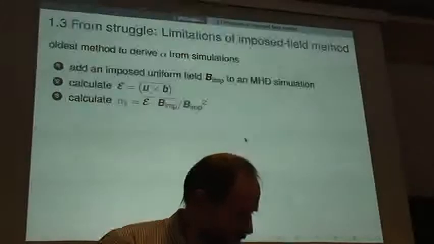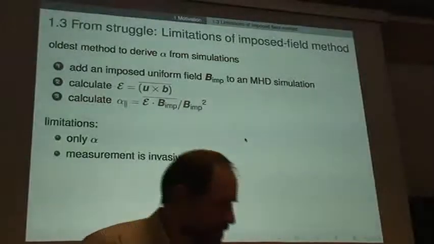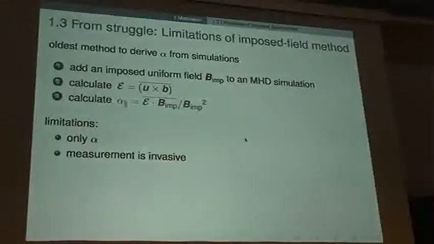And this method has, of course, as any method, some limitations. The first is that you usually can get only alpha, because this is a uniform field, and all other effects are connected with a derivative of the field. So I'm not sure whether there were any attempts to do something like that for deriving the eta tensor or diffusivity tensor. I don't think so.